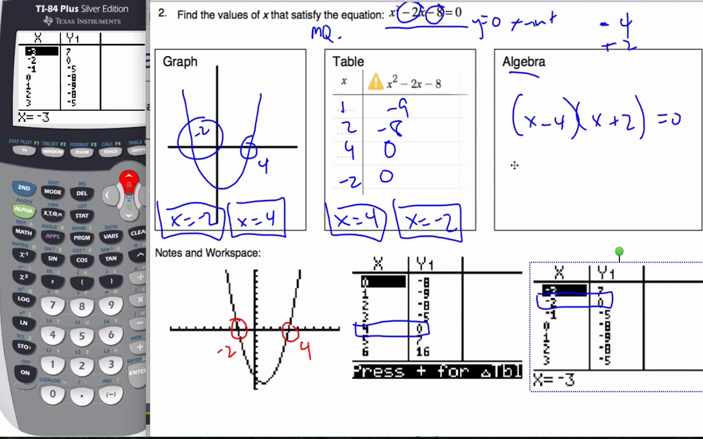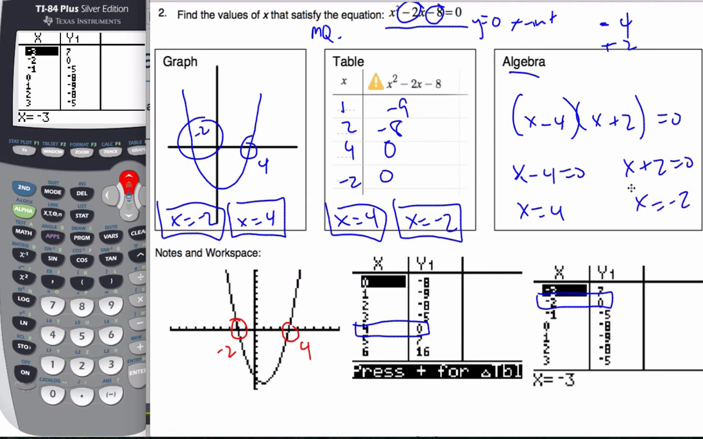By the null factor rule, I can say that x minus 4 is 0. So x is 4. Or I could say x plus 2 is 0, so x is equal to -2. And again, there's 3 different ways to do it, and I'm doing the same idea 3 different ways.